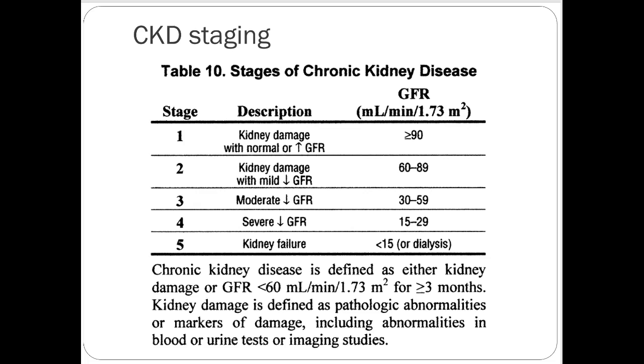CKD staging has been basically the same for quite a while, and it's mostly based on GFR. So if you go back to my first lecture, we talked about two different ways of calculating GFR, the MDRD equation and the Cockcroft-Gault equation. So this is going to be the MDRD equation, which you can know because of the 1.73 meters squared designation on the units. But basically, it's calculating how much volume per minute your kidneys are producing in urine.